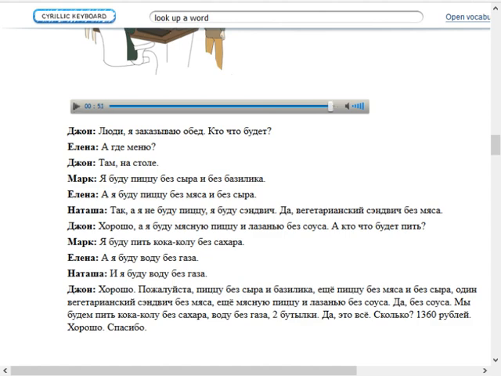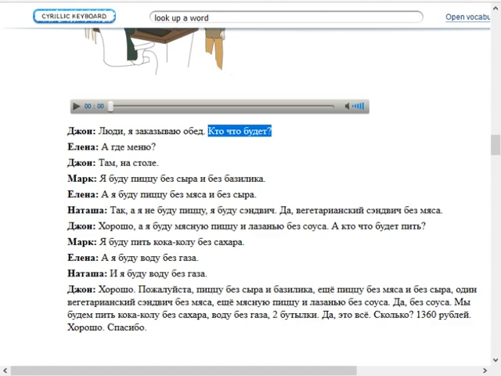Okay. Pretty usual process of ordering food, no real surprises here. So, люди, people, everyone. I'm going to order. What will it be? Кто что будет?